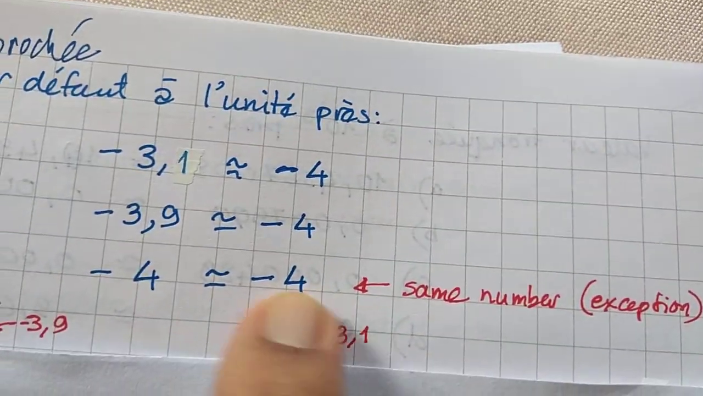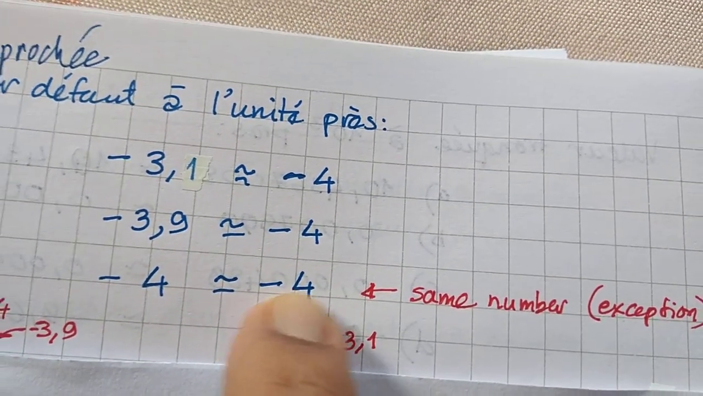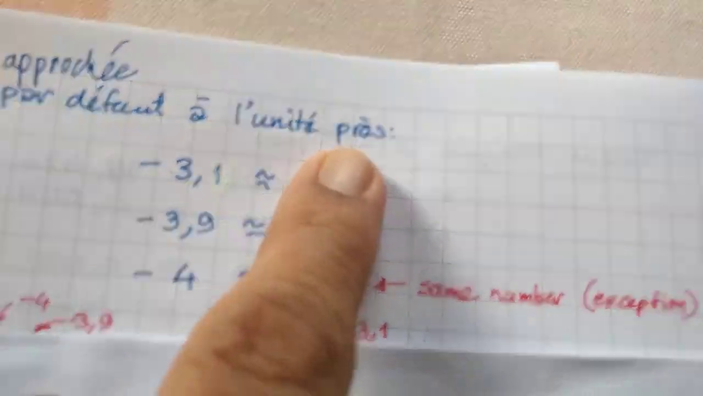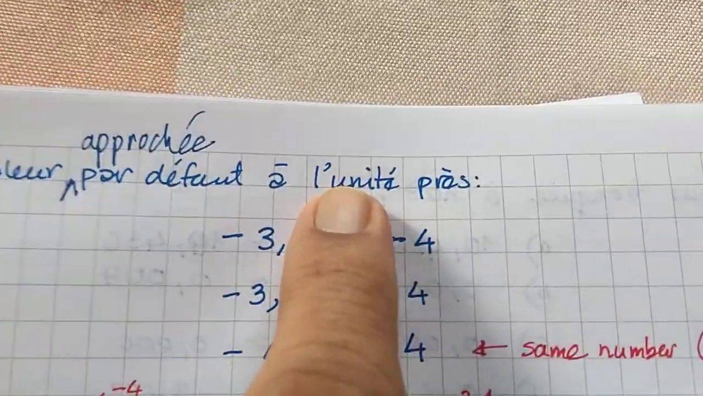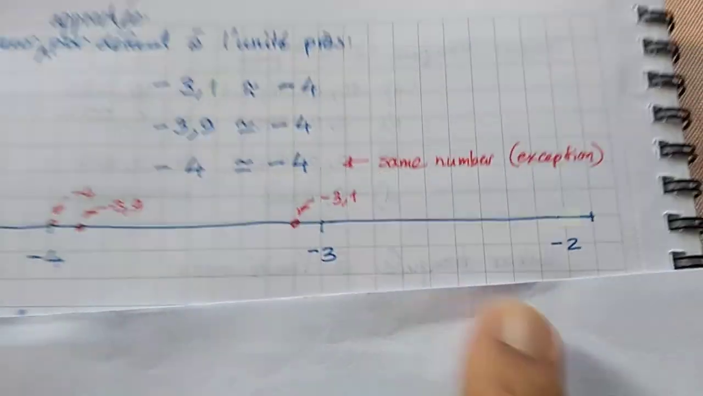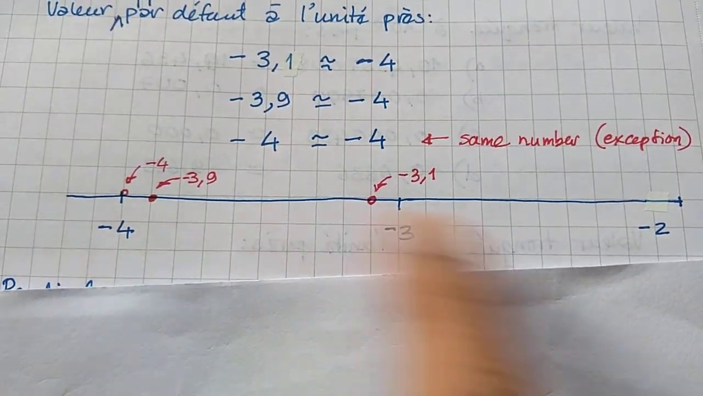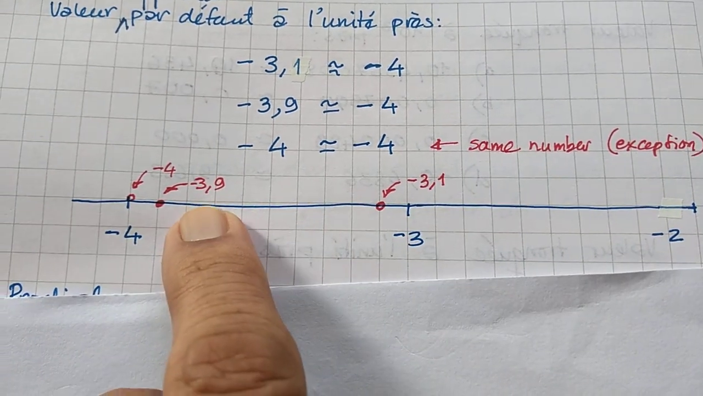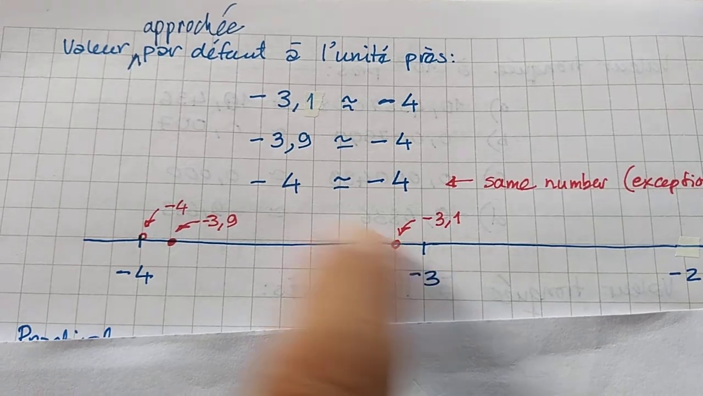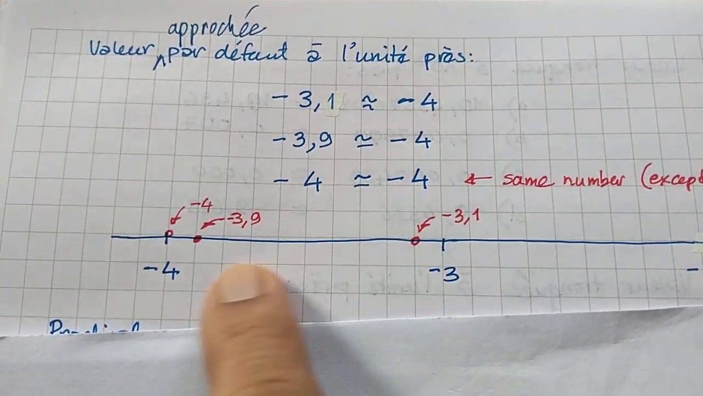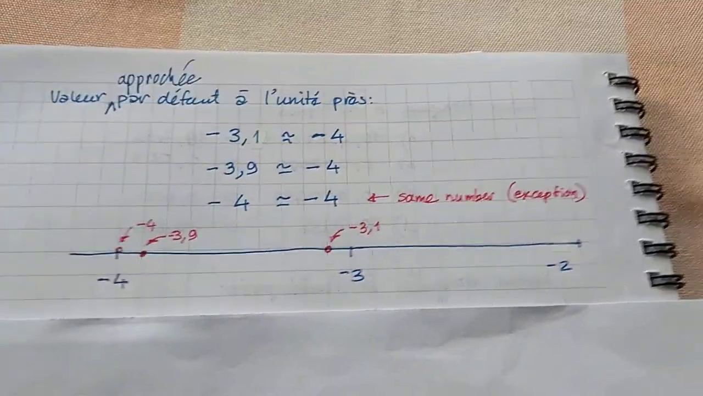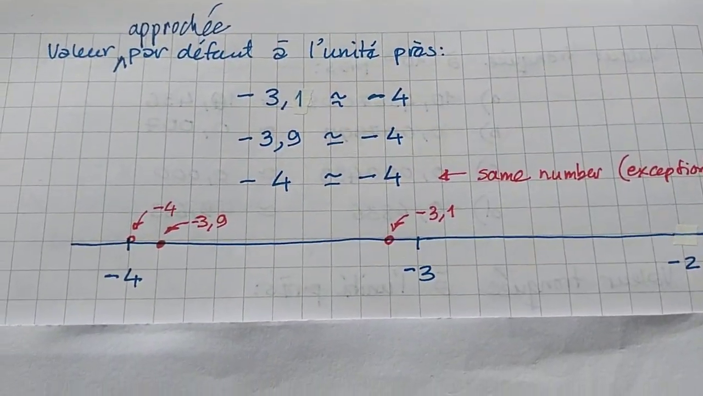This is the exception. You take a smaller number except if the number is already à l'unité près or at the resolution or the precision specified there. So here you can see again the number line: minus 2, minus 3, minus 4, minus 3.1 is here, minus 3.9 is there, minus 4 is there. All of them, when you say valeur rapprochée par défaut à l'unité près, will go to minus 4.